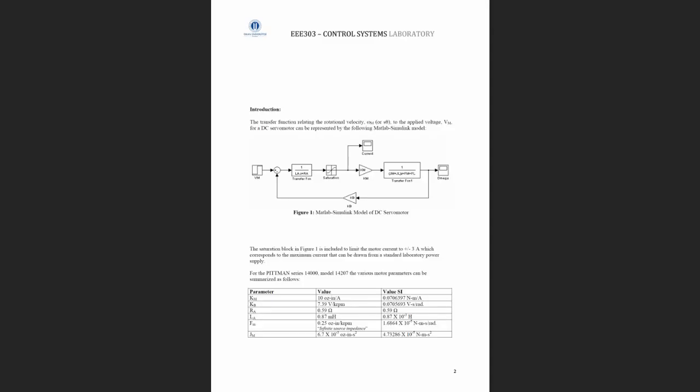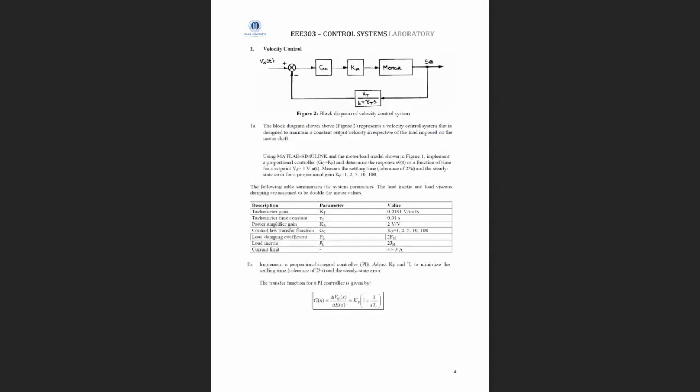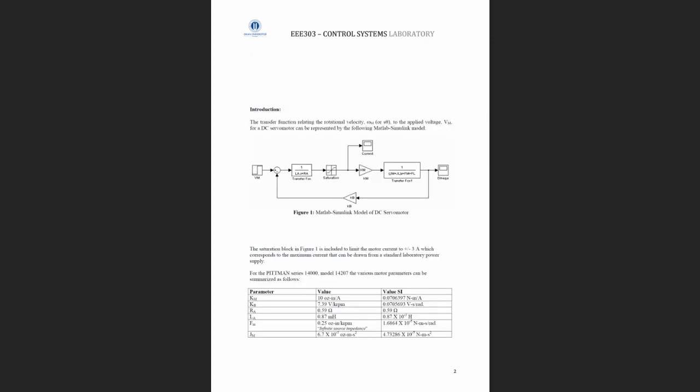So today we're going to do servomotor modeling and first order electrical systems. Let's take a look at our system. We have a MATLAB Simulink model here. We have our parameters, and then we're going to simulate this transfer function. Let's start.